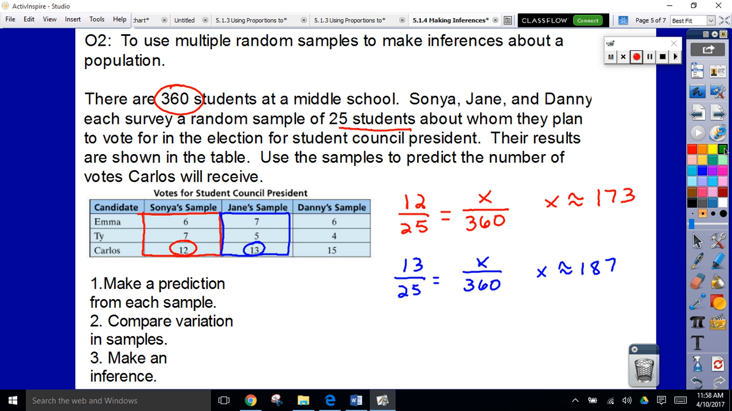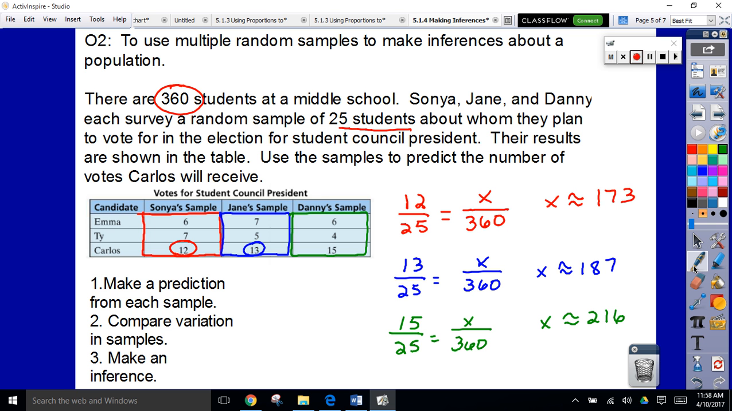Okay, and then the last one is Danny's sample. Volunteer to set up Danny's proportion. Phyllis? 15 over 25, and then x over 360. Good. And did you get an answer for that yet? 216. About 216. Good. X is about 216. So what we do, we're making a prediction based on each sample. We did that. That was step one.